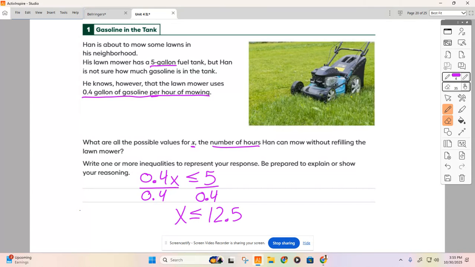What does this mean in context of the problem? If he has a full tank, he can mow for 12 and a half hours on a full tank.